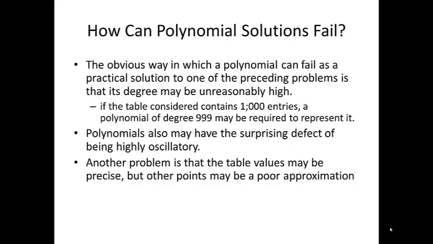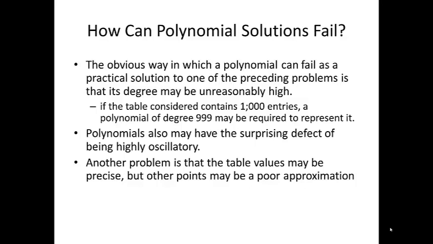One of the important questions in numerical analysis is to ask, how can something fail? The obvious way in which a polynomial can fail as a practical solution to one of these 3 problems is that it has a degree that may be unreasonably high. So consider a table with 1,000 entries. We're going to need a polynomial of degree 999 that may be required to represent it.